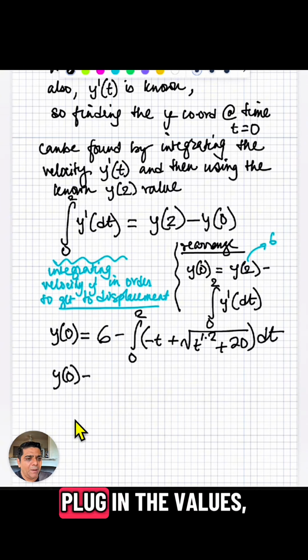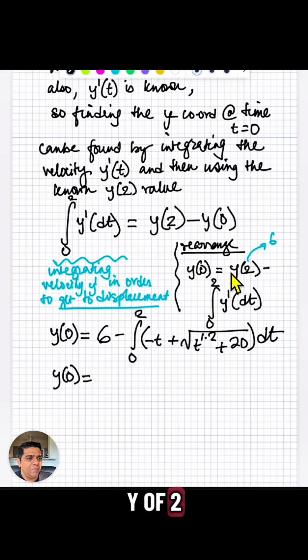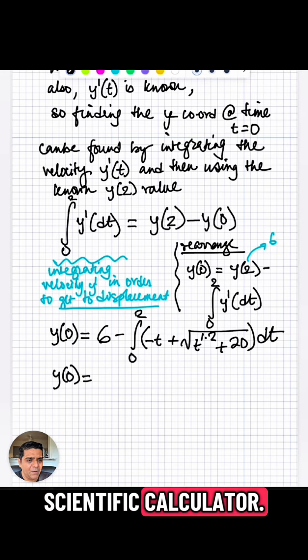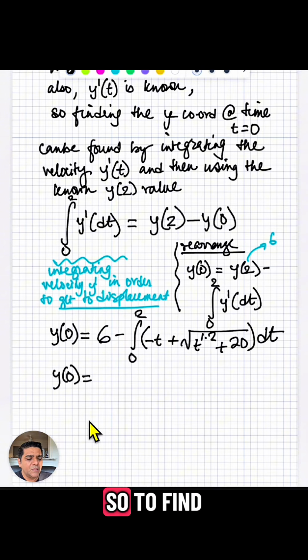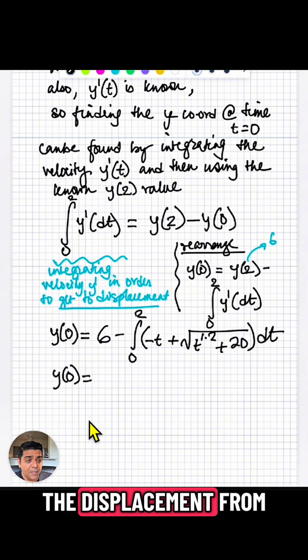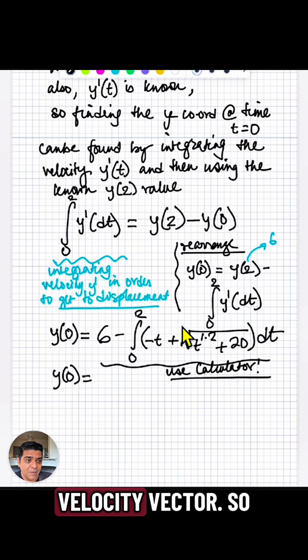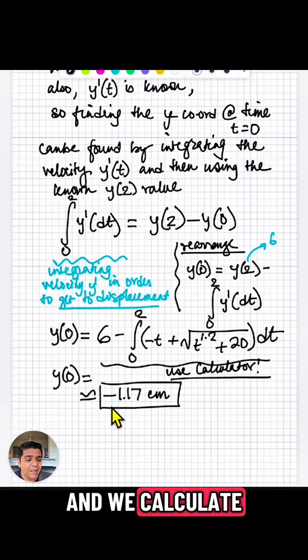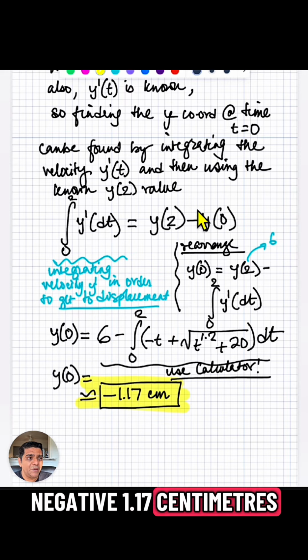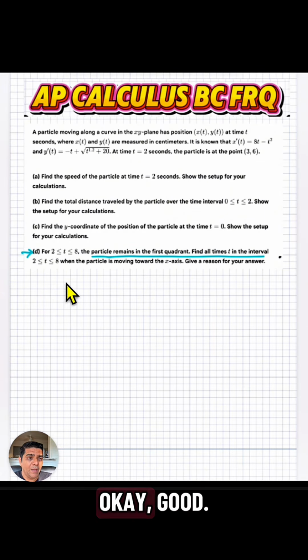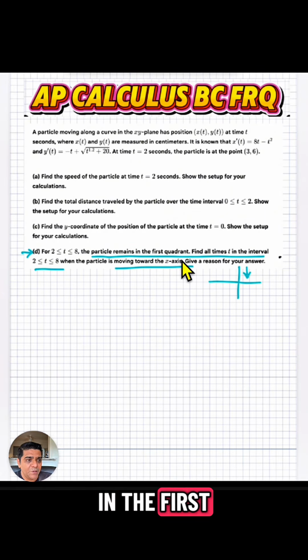When we plug in the values, y of 2 is 6, and for this integral I'm going to use x instead of t and put it in my scientific calculator over the interval 0 to 2, to find the accumulation of the displacement from the y component of the velocity vector. We use a calculator for that, and we calculate that to be negative 1.17 centimeters at time t of 0.